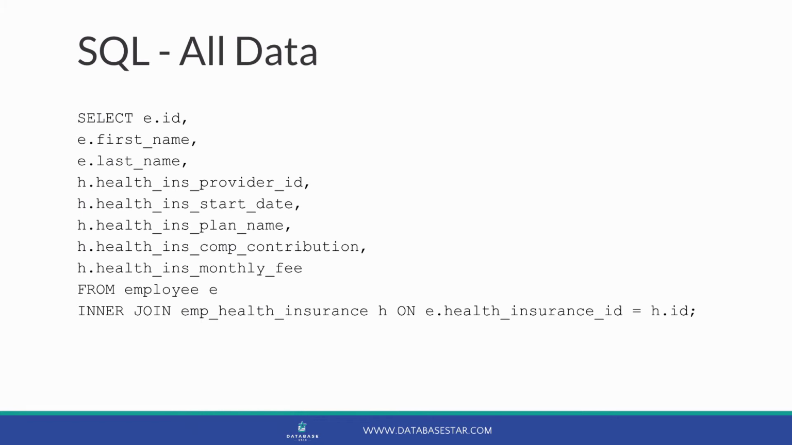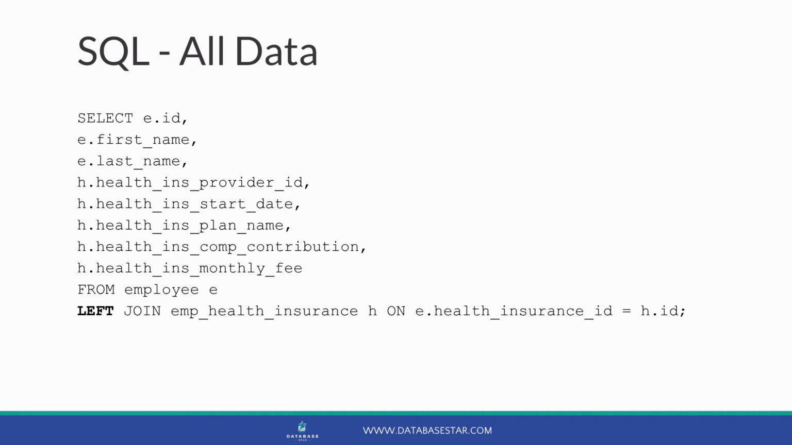Now, because it's using an inner join, it only shows employees that have health insurance information. If you want to show all employees and health insurance information, regardless of if the employees have a health insurance record, change the inner join to a left join, which we've done here. So those are a few examples on using SQL to work with one-to-one relationships.